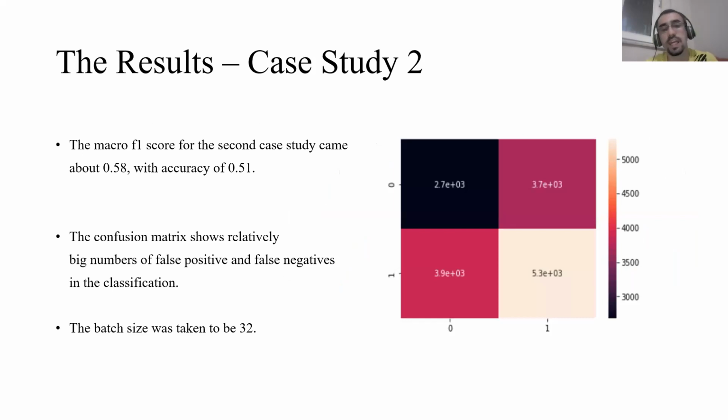Okay, so the results for case study 2, the second case study, or the transfer learning case study if you want. Now the macro F1 score for the second case study came to about 0.58 with an accuracy of about 0.51. So this is the accuracy, and that's the macro F1 score for case study 2. The confusion matrix here can also show these classification results further. We can see that there is a relatively big number of false positives and a big number of false negatives as well in this classification task. The patch size for the second case study is chosen to be 32, right?